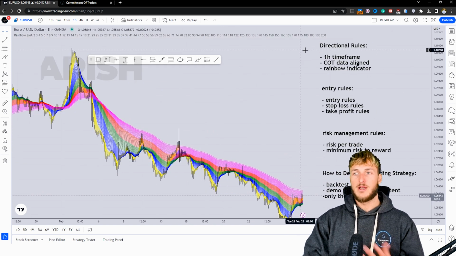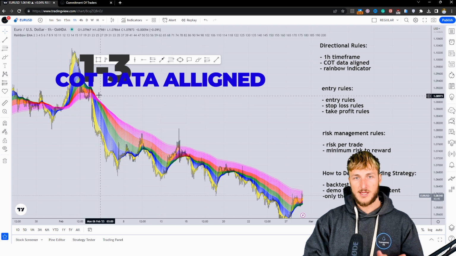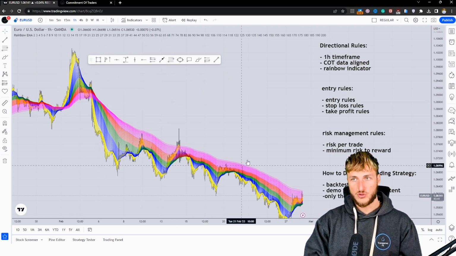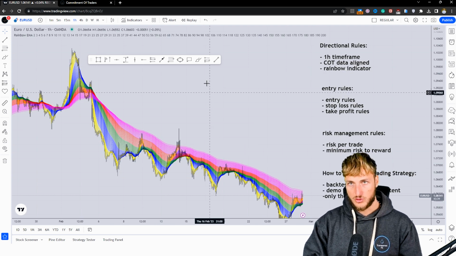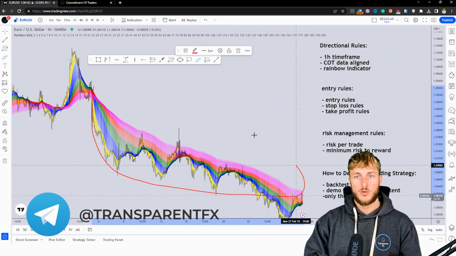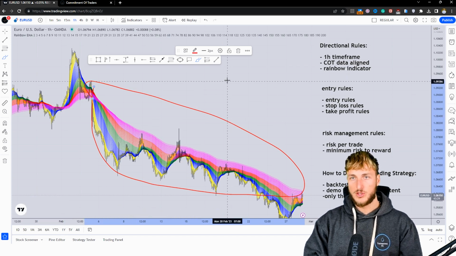So by looking at these three things, you go on the 1 hour time frame. You put the rainbow indicator on the chart. You check the CO2 data. In this case, from here, we had 1 hour time frame, CO2 data looking short, rainbow indicator looking short. Perfect. So we know that essentially here, we could only be looking for shorts because our directional rules were only looking for shorts.